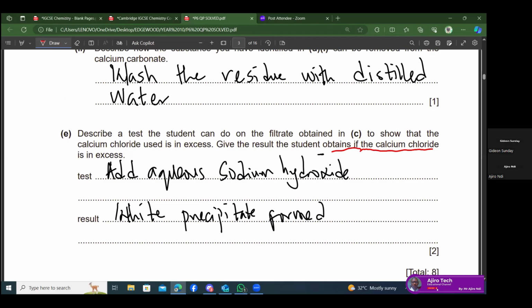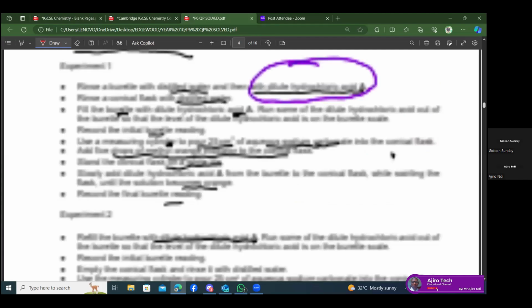You could do an experiment, consult the table at the end of the experiment to see what you can test for. Either you're testing for calcium or you're testing for the chloride ion. Here we are testing for the presence of calcium in the filtrate. So we just had aqueous sodium hydroxide, and if you have a white precipitate, that should still tell you that there's some calcium present. Well, you can test for the chloride part of the whole thing. And you know the test for the chloride is to use dilute nitric acid and silver nitrate. So you could check your table.